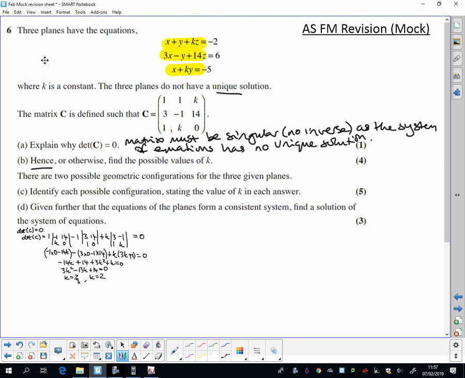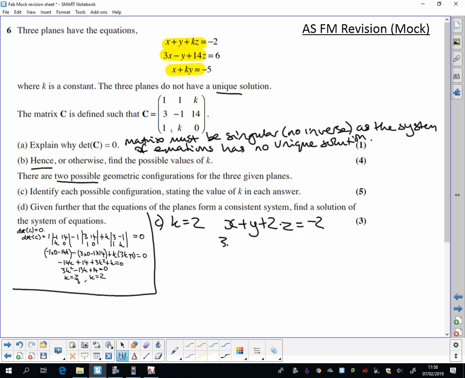Okay, so now we found two values for k, and this tells us there's two possible geometric configurations for the planes, and we want to identify each one with the value of k. So, part B. We're going to take each value of k in turn. So first one, k is 2. That gives me the system of equations x plus y plus 2z equals negative 2. 3x minus y plus 4z.